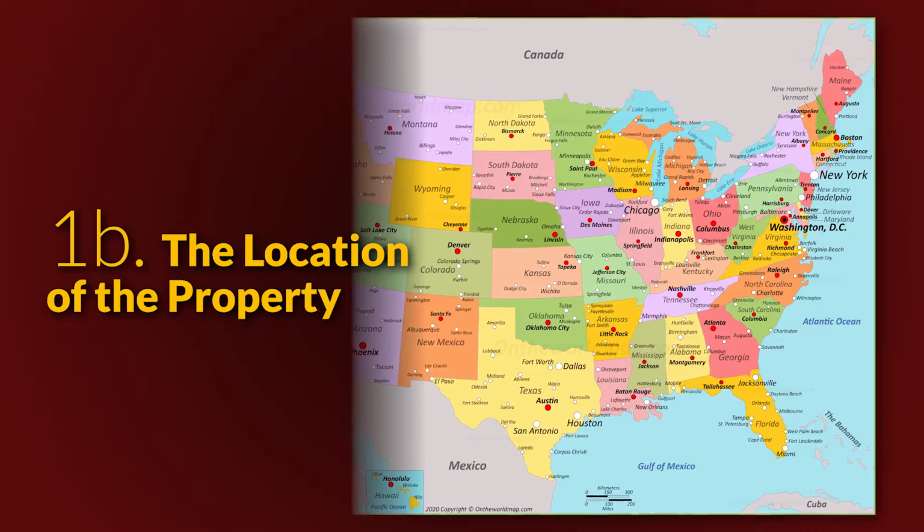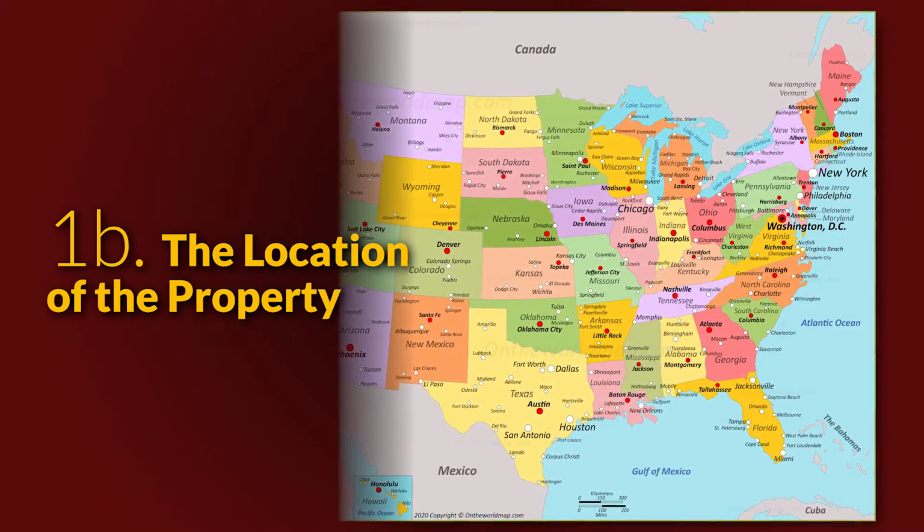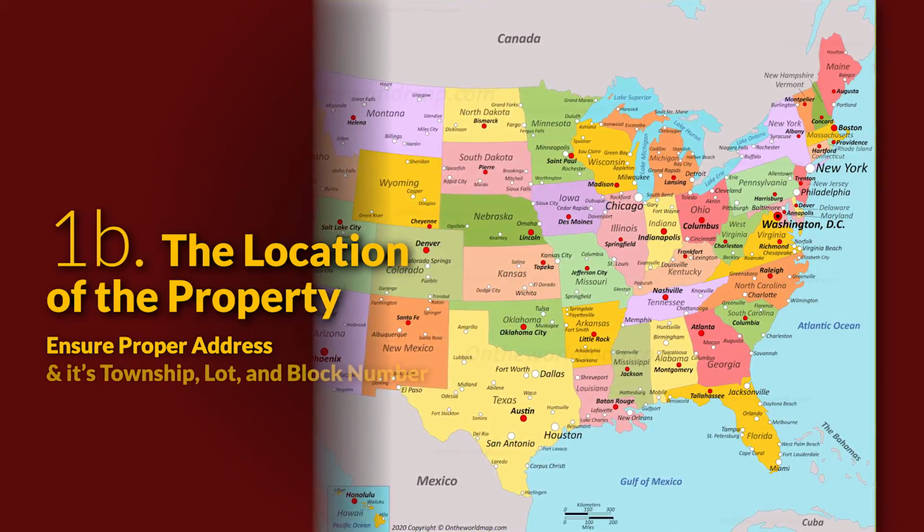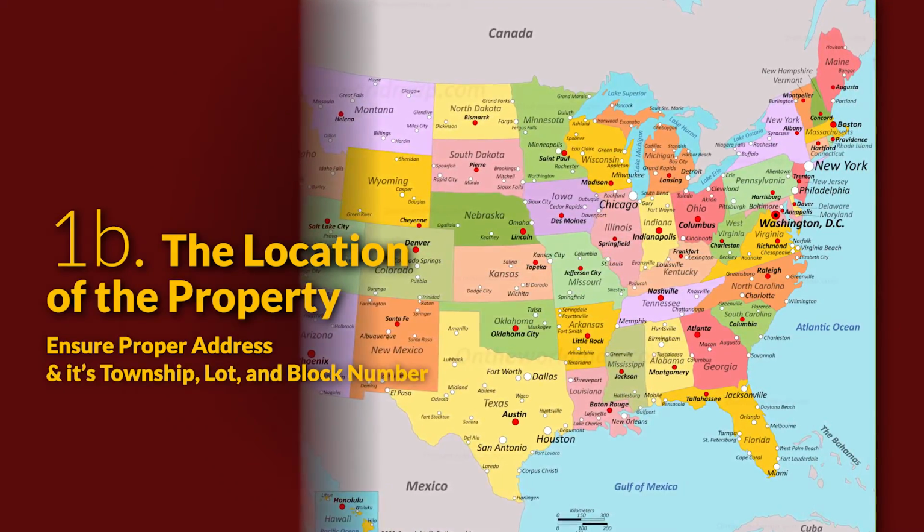The second is extremely important as well. Now, this is going to sound strange, but it's the location of the property itself. The location of the property has its proper address, its lot and block number, and the township that it's actually listed in.